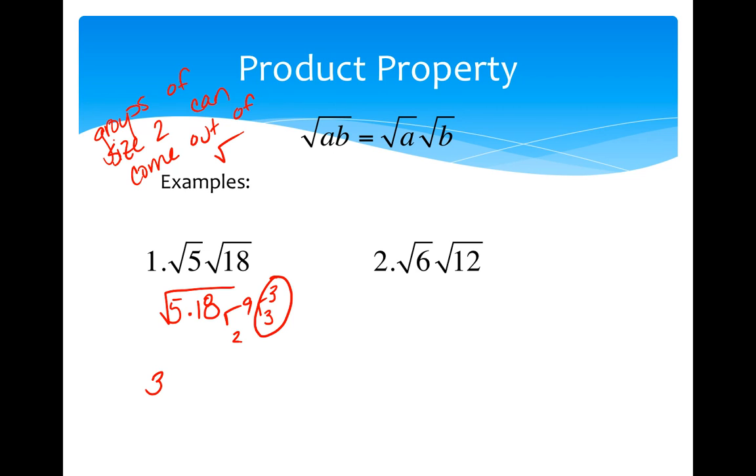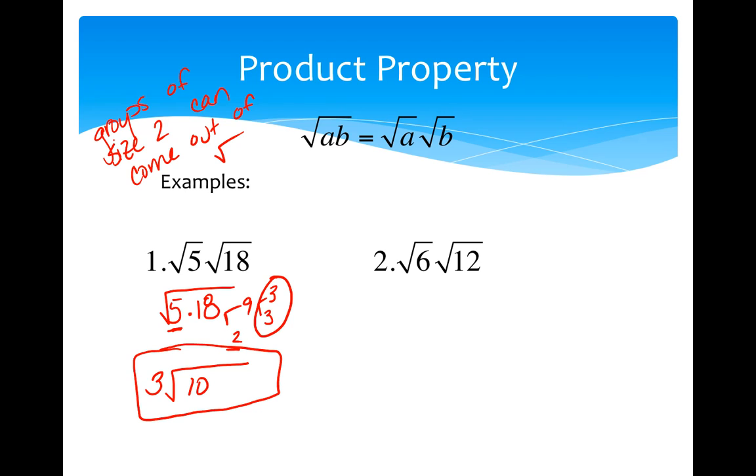Those 3s can come outside of the root, and it just comes out as one 3 because the square root of 9 is 3. And then anything that's left over stays underneath. So I have a leftover 5 and a leftover 2. So 5 times 2 is 10. So my simplified radical here would be 3 square roots of 10.